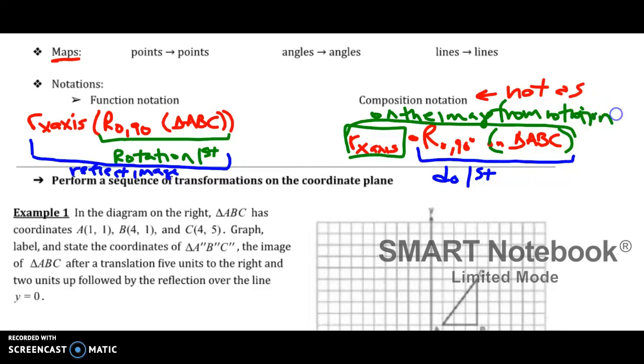More likely, you will see something like: rotate triangle ABC, centered at the origin, perform a rotation, centered at the origin, 90 degrees counterclockwise on triangle ABC, followed by a reflection over the x.